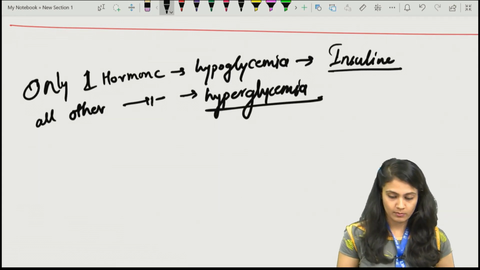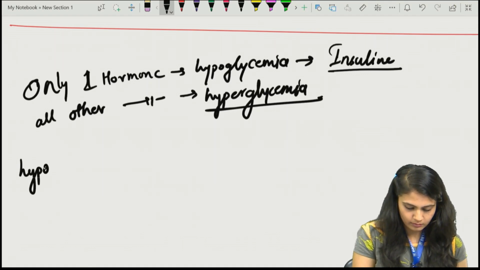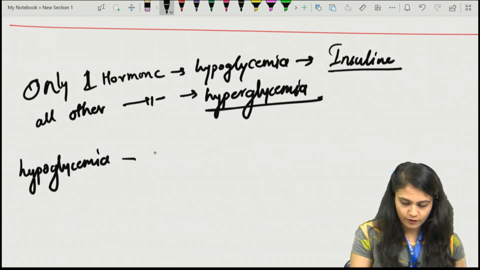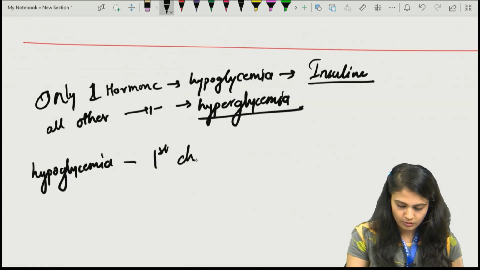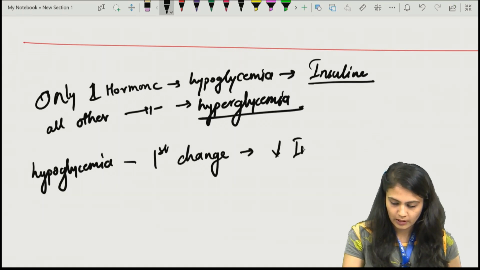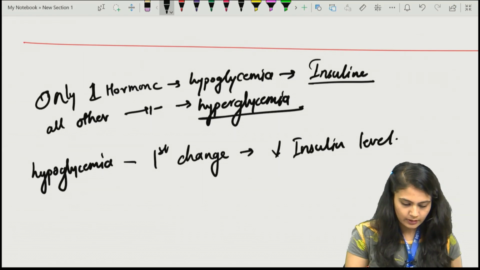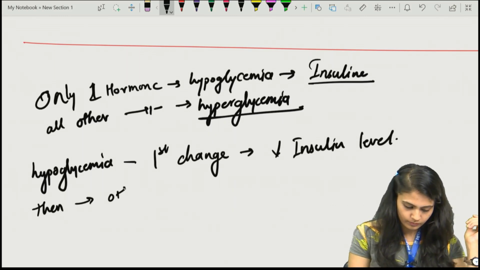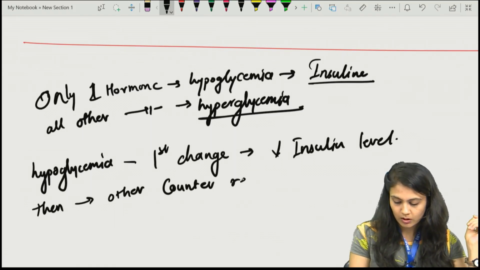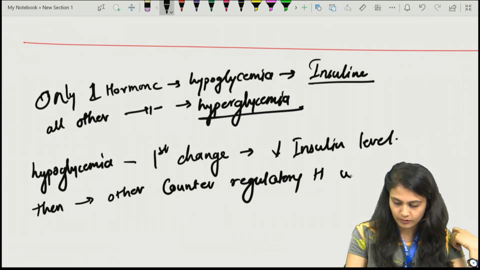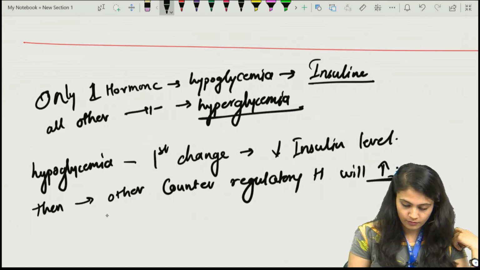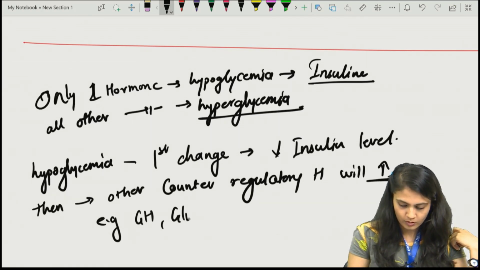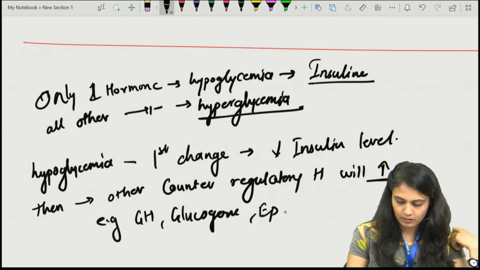So whenever there is hypoglycemia, the first change that occurs is a decrease in insulin level. Then the counter-regulatory hormones will increase. Let's see some examples like growth hormone, glucagon, epinephrine, then cortisol.